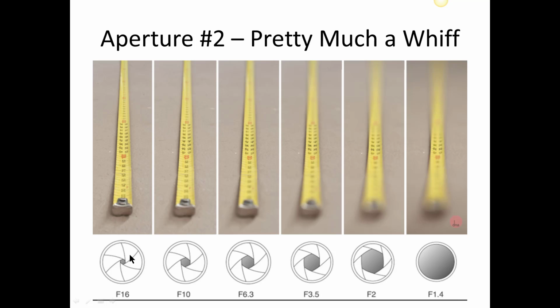Here's your small hole, large f-stop. Look at the tape measure. Look how much of it is in focus. And then as we go through the f-stops, opening the aperture is the hole, where we get over here to f1.4, and that is about as wide open as you're going to get on a single lens reflex camera lens.